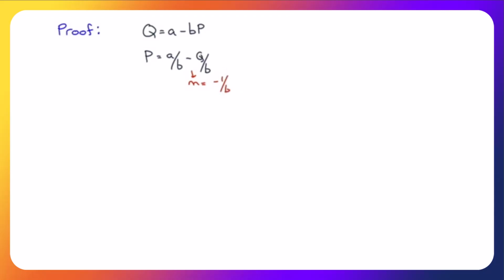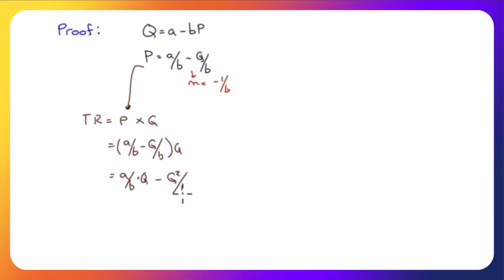Great. Let's write out our function for total revenue. We know that total revenue is price times quantity. Well, let's substitute price in here. We have A over B minus Q over B, multiplied by Q. If we expand that out, we'll have A over B multiplied by Q minus Q squared over B.